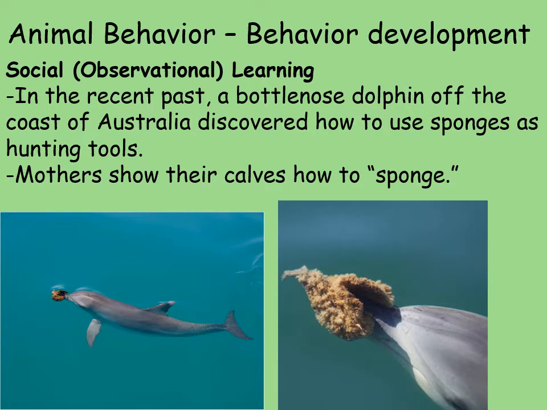So in the recent past, maybe a few decades ago, you had a bottlenose dolphin off the coast of Australia. And this is probably a female dolphin who discovered how to use sponges as hunting tools. So what they do is they basically take the sponge to the bottom of the ocean and they use it as kind of like a broom. They sweep the bottom of the ocean and all of the bottom dwelling fish and crustaceans will come off of the bottom, exposing themselves, and then the dolphins can come and eat those bottom dwelling animals.